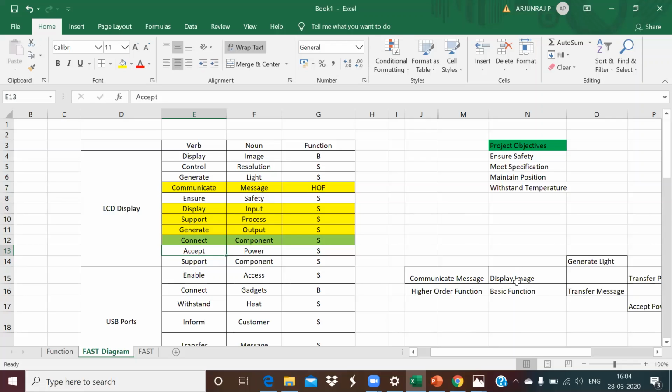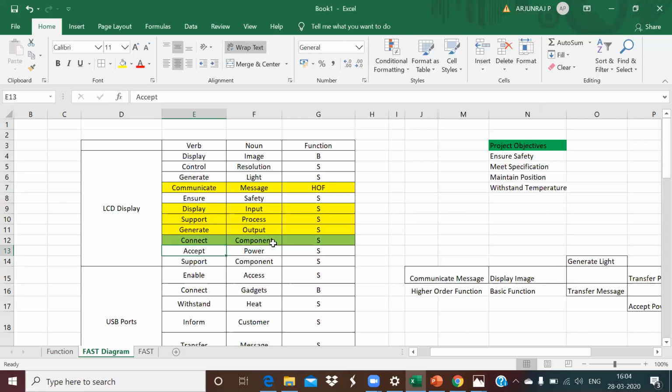Okay. So what I feel is that all these three should be a simultaneous function. When they are displaying image, they are also going to display input. They are going to support the process, and they are going to generate output. Or it can also be the combination of all three. Instead, you can either put it in a supporting function, or you can put it in an AND gate.